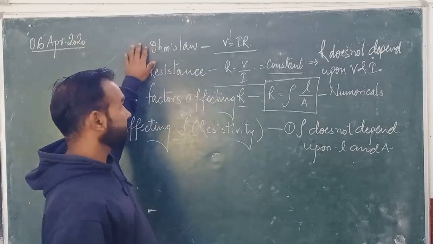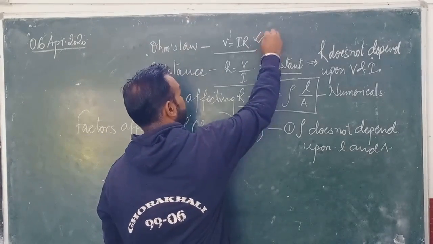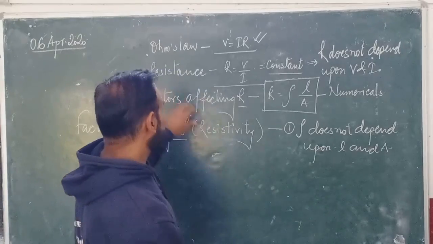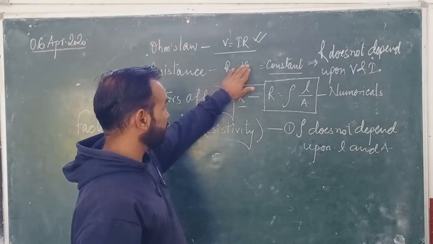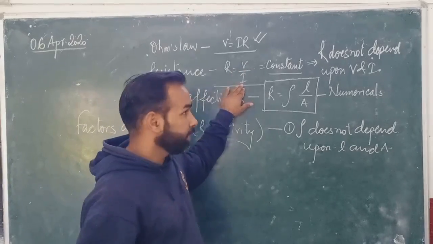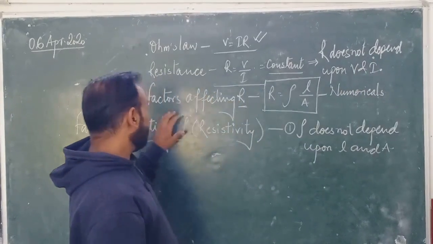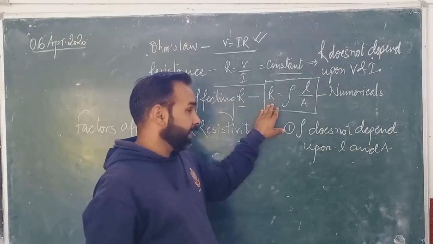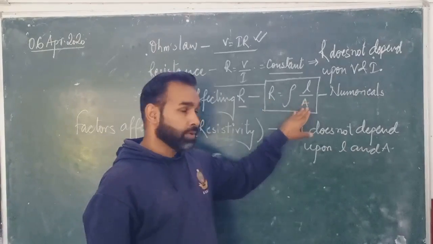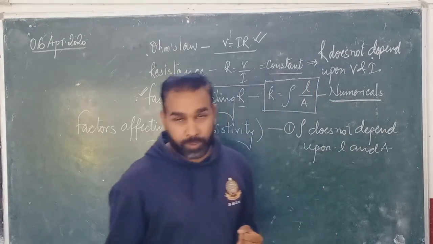Till now we have discussed a few topics. First we discussed Ohm's law, in which we derived the expression V equals IR. Then we discussed resistance, in which we derived R equals V upon I, and we found that R does not depend upon V and I. Then we discussed factors affecting R, in which we derived the expression R equals rho L upon A, which I told you is very important from the numericals point of view.